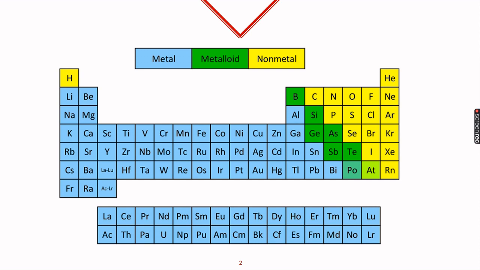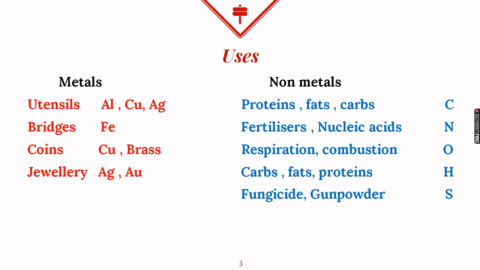Now the question arises, why should we study metals and non-metals? These metals and non-metals have become an inseparable part of our daily lives, and survival without them just seems impossible. So let's see a few of their uses. Metals like aluminium, copper, silver are used for making utensils and other kitchenware. Iron is used for making bridges and some machine parts. Copper and brass are used for making coins and some other things like statues. Silver and gold are used for making jewelry, and there are many more uses for metals.